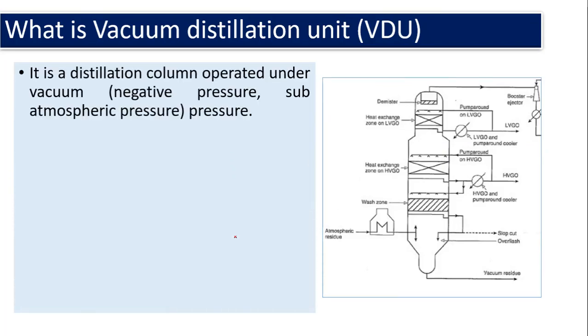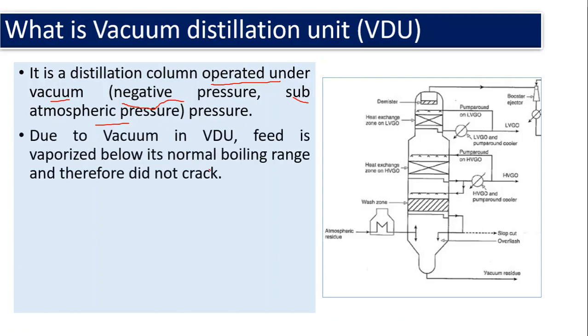In this column, basically, as the definition suggests, the column is operated under vacuum. Sometimes vacuum pressure is known as negative pressure from the atmospheric, or subatmospheric pressure. So it is lower than the atmospheric pressure, and that is called the vacuum pressure.